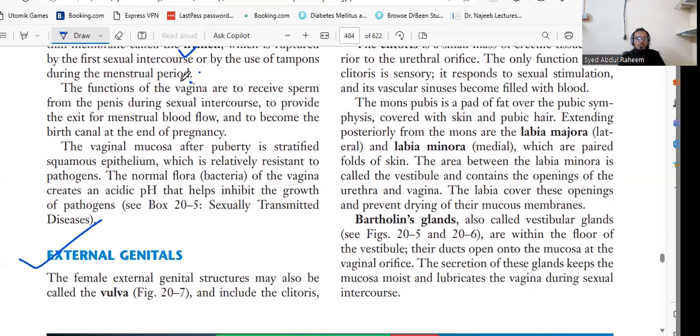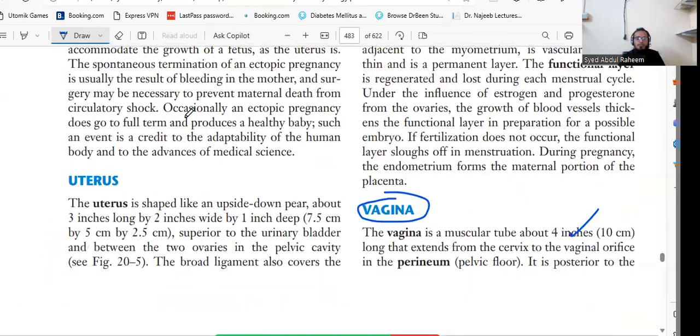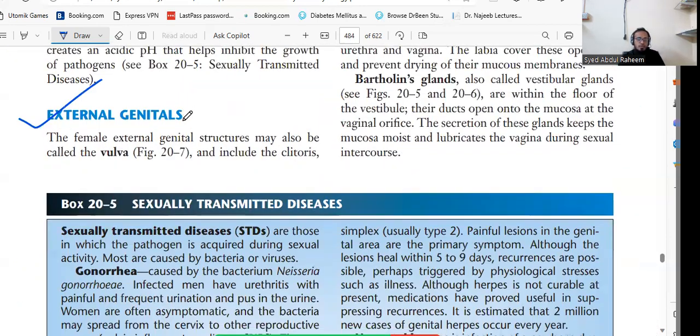The functions of the vagina are to receive sperm from the penis during sexual intercourse, to provide the exit of menstrual blood flow, and to become the birth canal at the end of pregnancy. So there are two functions of the vagina: to begin the process of fertilization, or to release the dead cells from the ureters. Sorry.